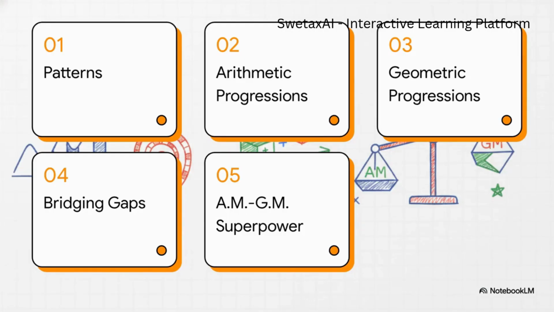Okay, let's dive right into this. Here's our roadmap for today. Number 1, we'll review patterns, specifically sequences and series. 2, stepping up with arithmetic progressions. 3, multiplying fast with geometric progressions. 4, bridging gaps with means. And finally, 5, we'll reveal the AM-GM superpower.